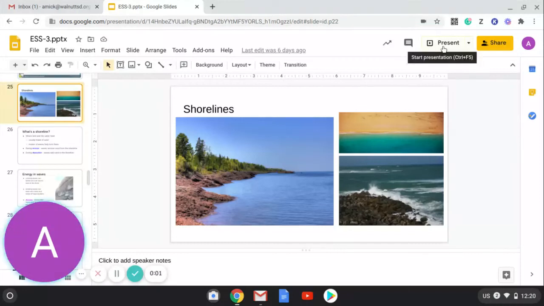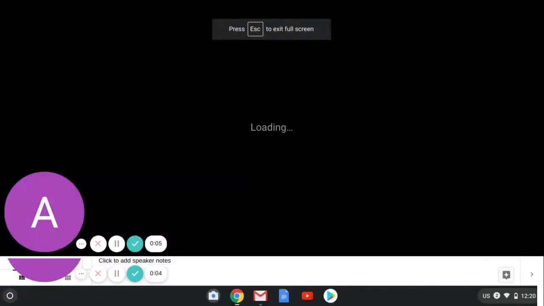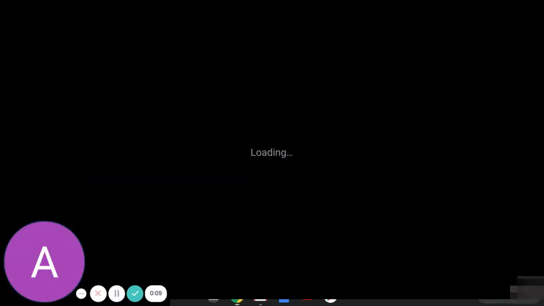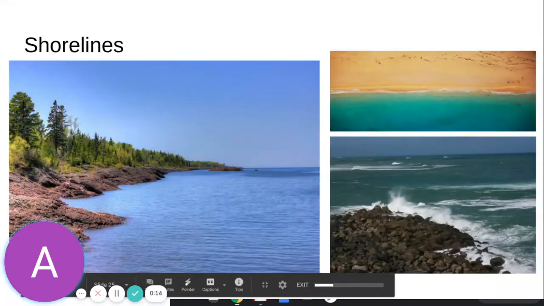So what we're going to be doing today is we're going to continue talking about constructive and destructive forces. So in the past, we have talked about rivers and streams. All right, so that was last week. And this week, we're going to focus on shorelines and also wind.